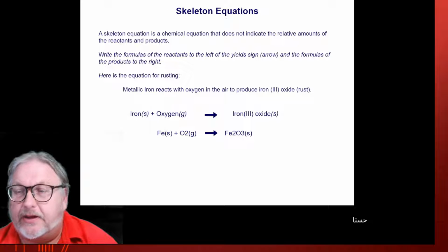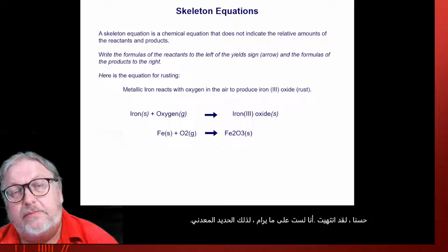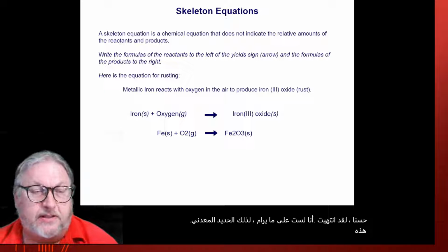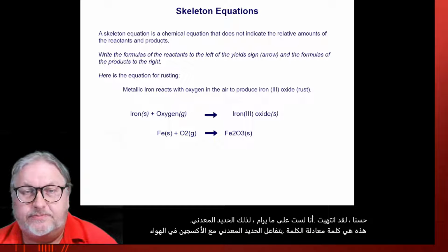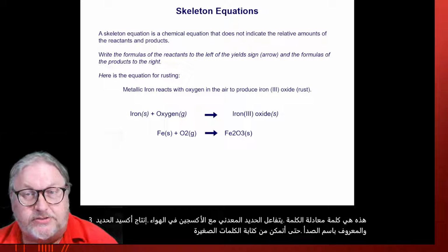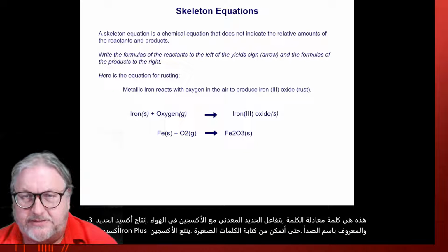Okay, so for metallic iron, this is the word equation. Metallic iron reacts with oxygen in air to produce iron 3 oxide, otherwise known as rust. So I can write the little words out. Iron plus oxygen produces iron 3 oxide. That's a solid, that's a gas, and that's a solid.